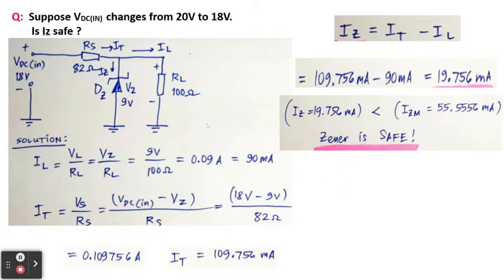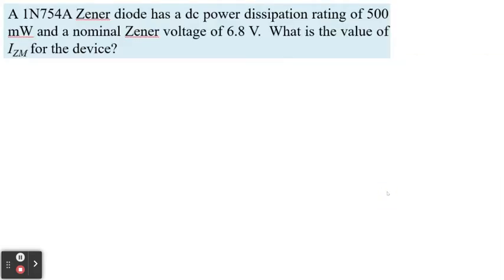Again, to summarize this, we have to calculate IL and IT so that we can get the IZ. After getting the IZ, you have to compare it with the given IZ max, which is 55.5556. We got this IZM from previous examples, and we are just continuing our discussion about it. If the IZ is less than IZ max, then the Zener will be safe.